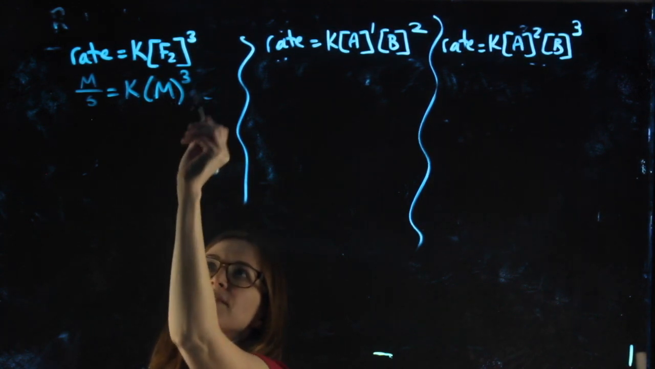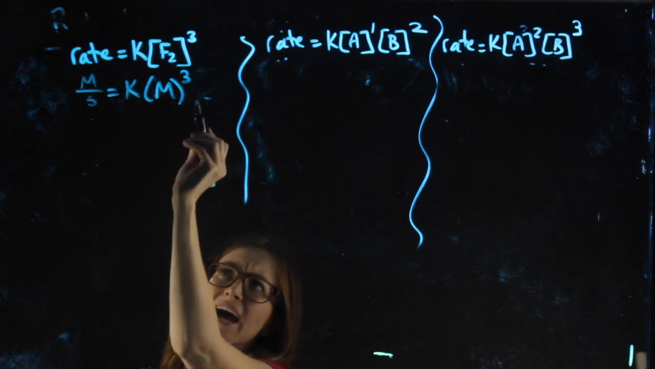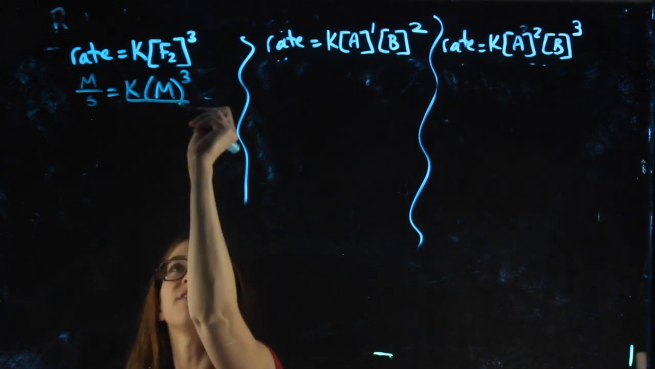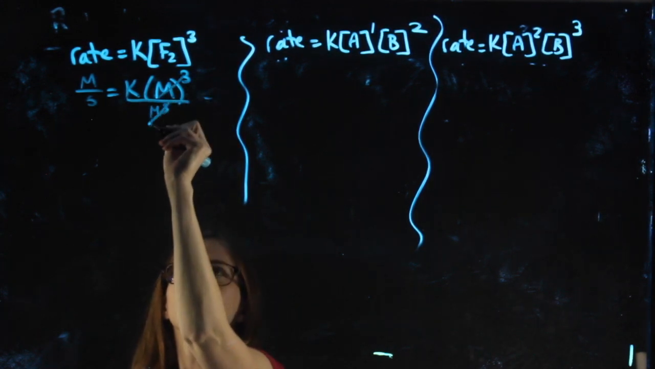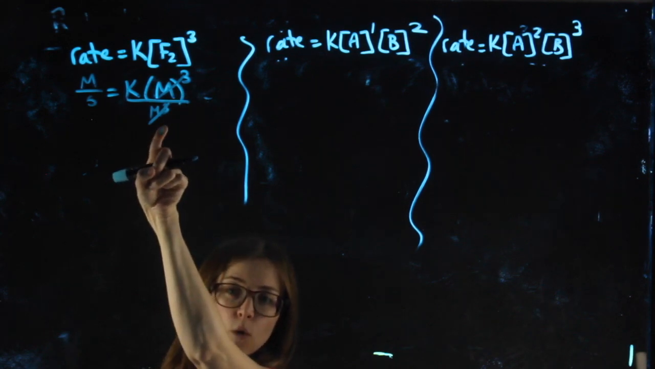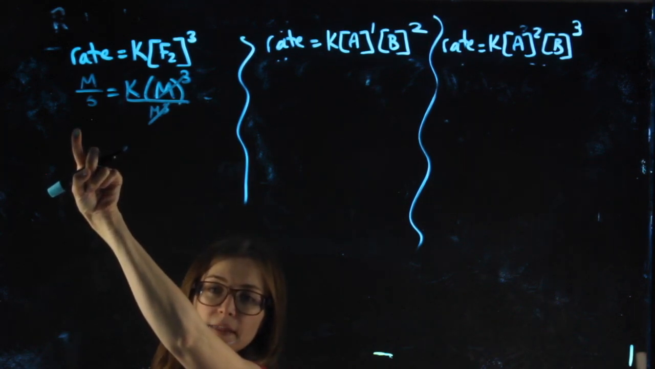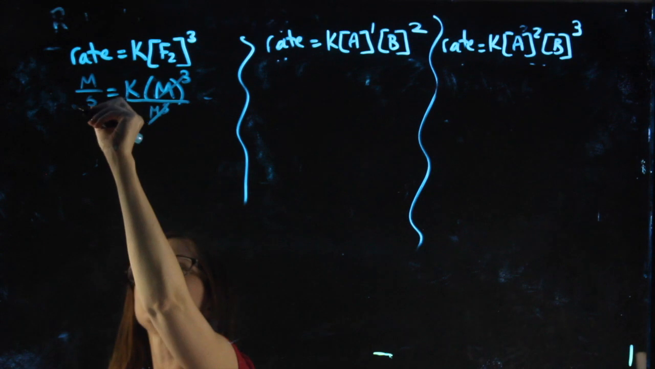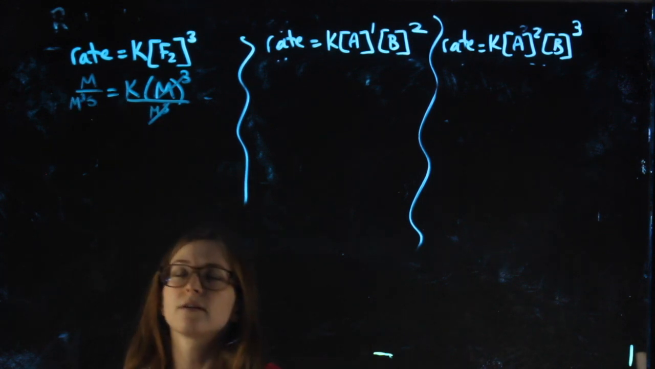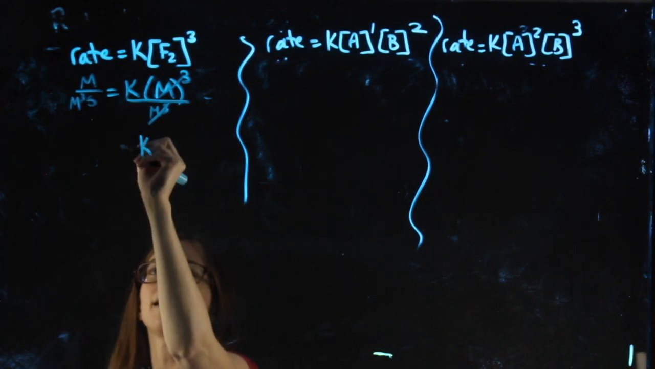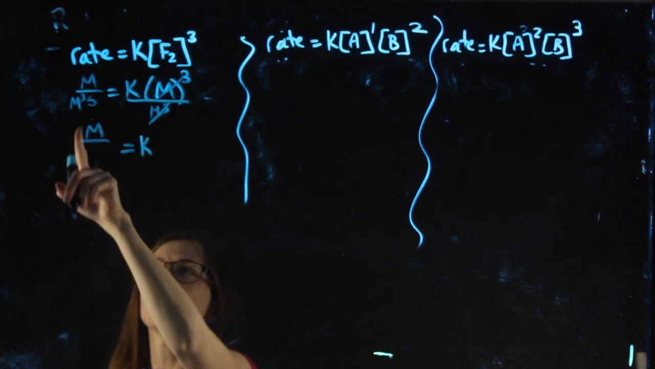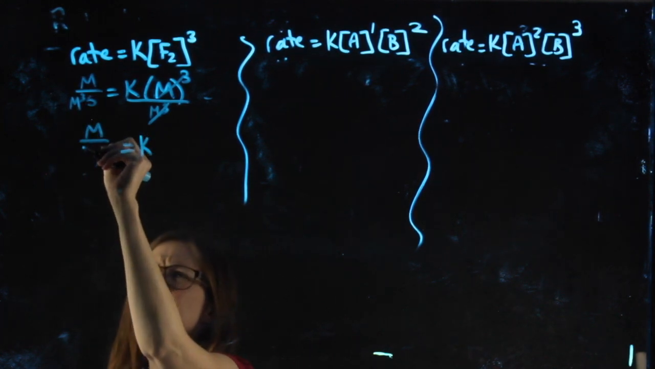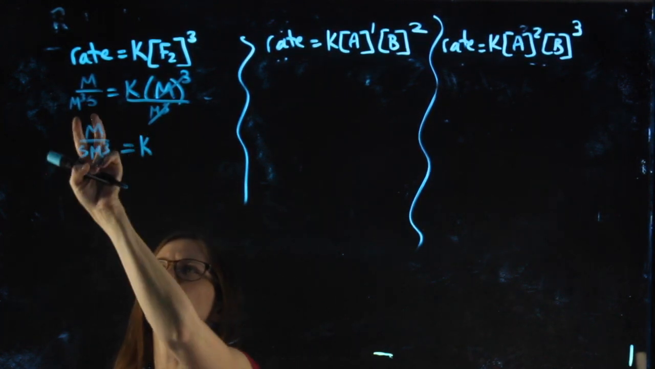If M cubed were just a number, I would divide by that number. So I'm going to divide by M cubed to get rid of it. If I divide on one side, I have to also divide on the other. Since I'm dividing, that means it ends up in the denominator. So I know that K is M over M cubed S, or S M cubed. It doesn't matter. The order of those two doesn't matter.